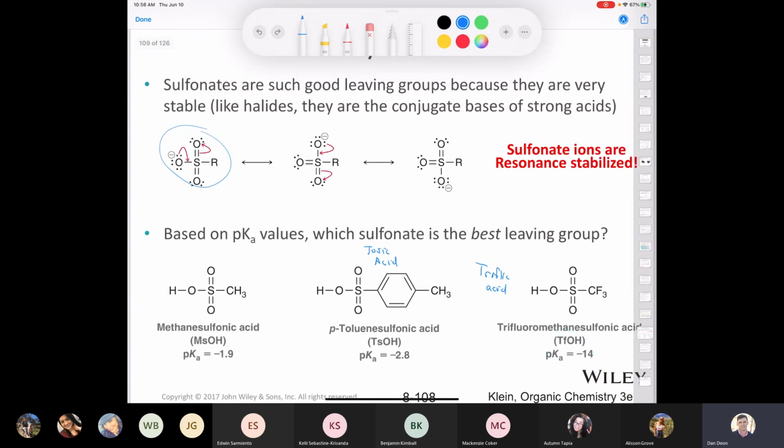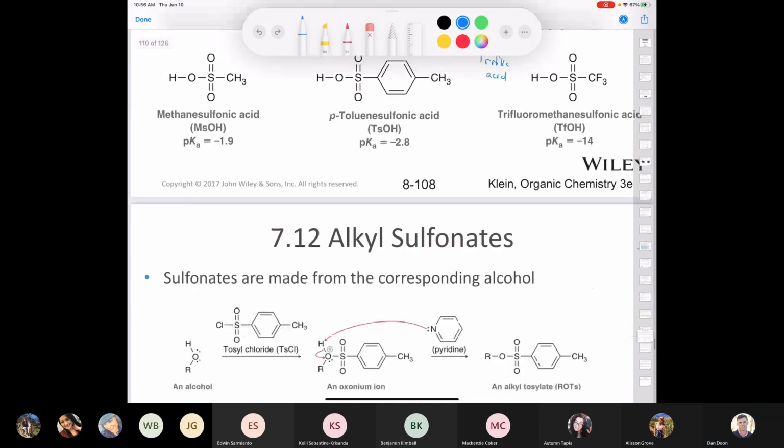Out of all of these, if I had a choice to use any of them as a leaving group, I would pick this one. The reason why is because tosic acid, or toluene sulfonic acid, is a solid at room temperature. So you can just weigh it out on a balance. It's really easy to work with, whereas these ones are a little trickier to work with. I don't even know if I've ever used triflic acid for anything in my life.